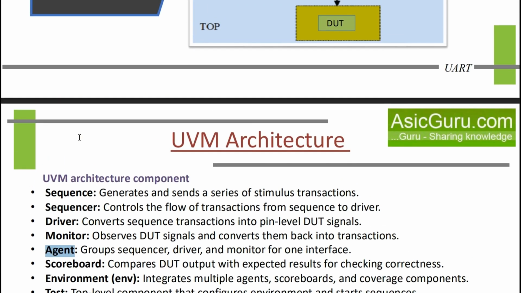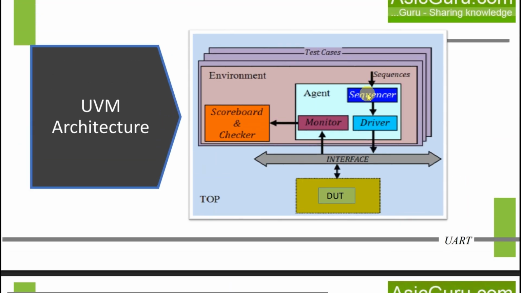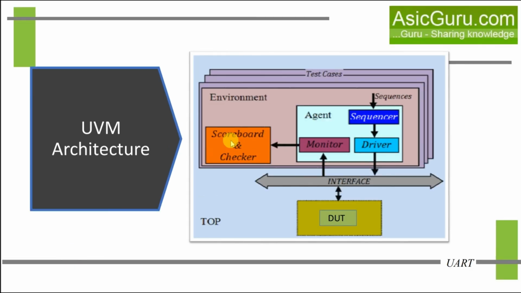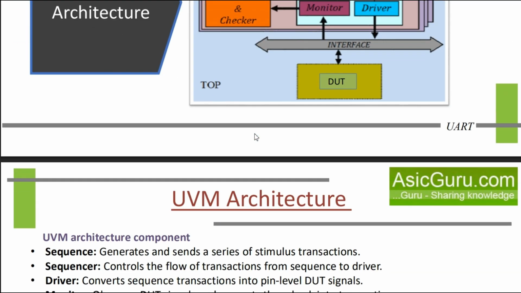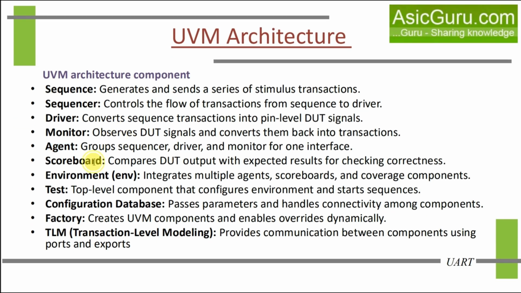We can see here the agent. In the agent there is a sequencer, driver and monitor, which are grouped together. The next component is the scoreboard. A scoreboard is used for checking. It compares the expected output and the actual output and tells us the correctness of our DUT, whether our DUT has passed or failed.